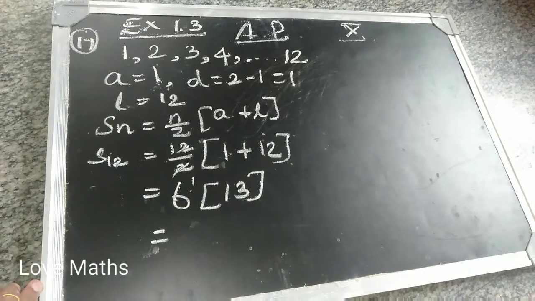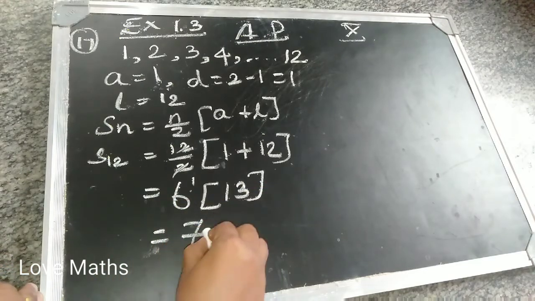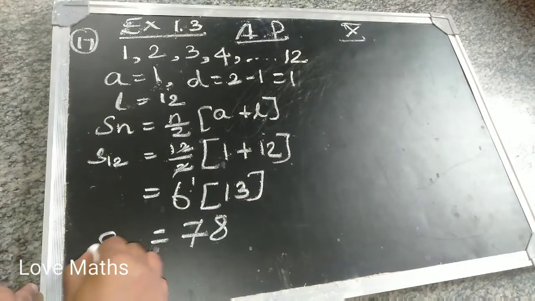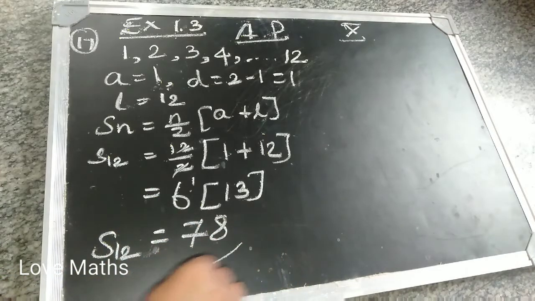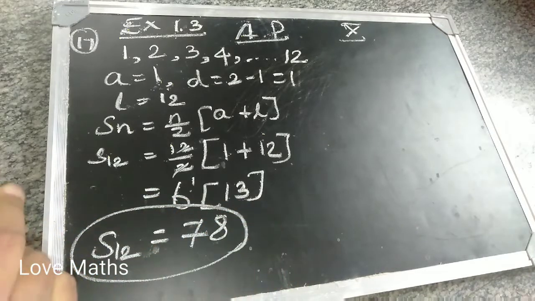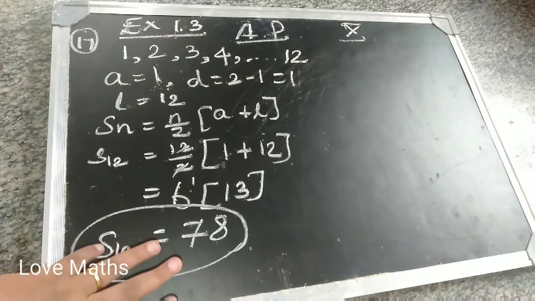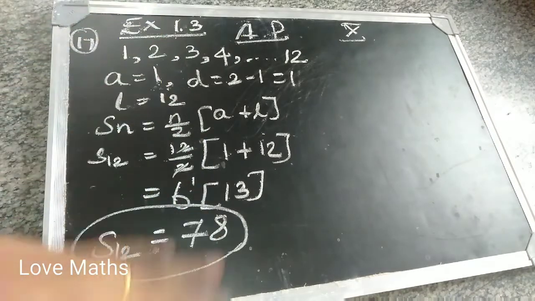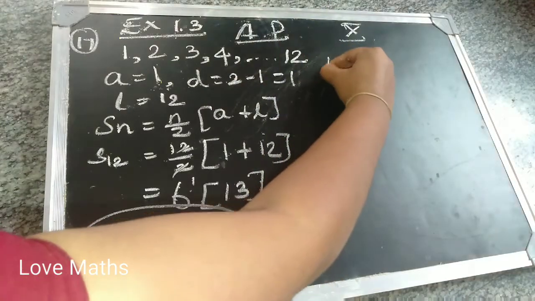6 into 13, how much? 6 into 13 is 78. Some of them finish the answer like this, but no. In the question, 1 tree is given, and each class has 3 sections. We found out the answer for 1 section in each class. For 3 sections, you just multiply the final answer, for each class.